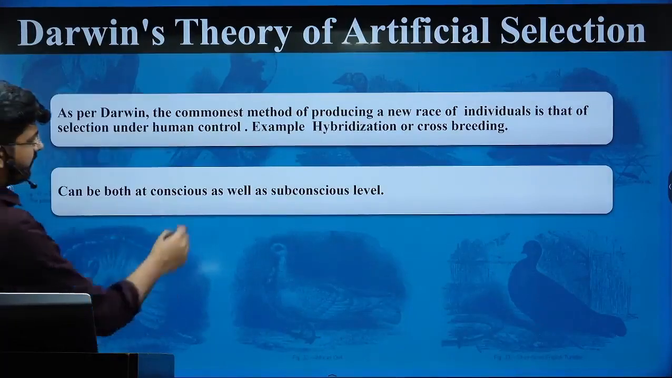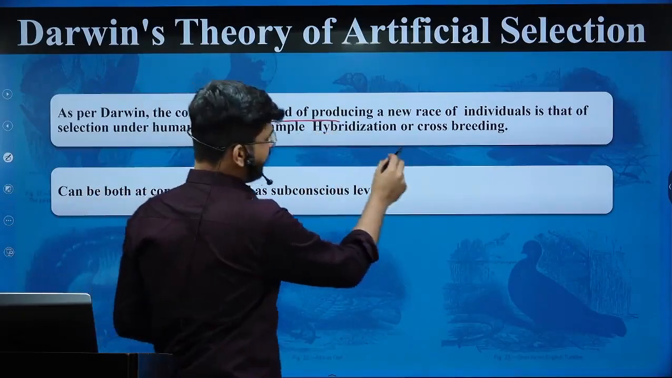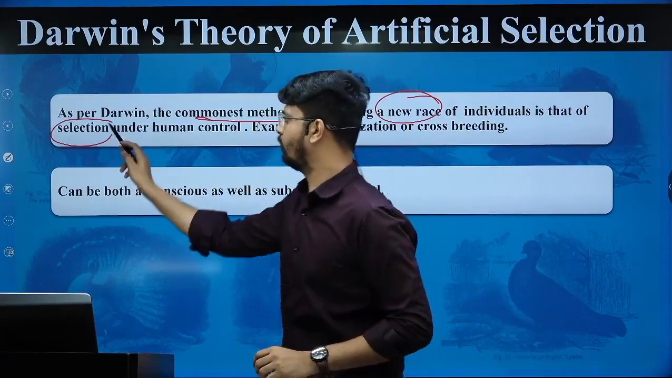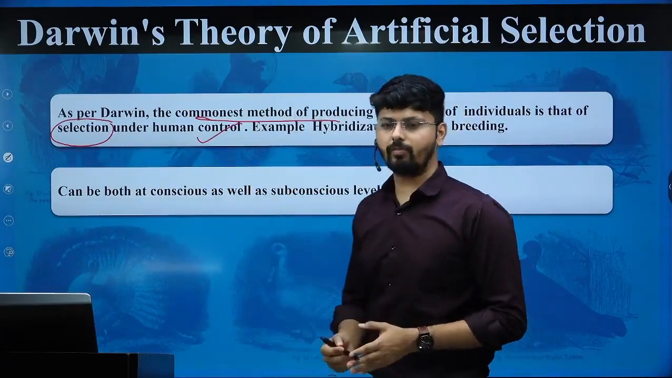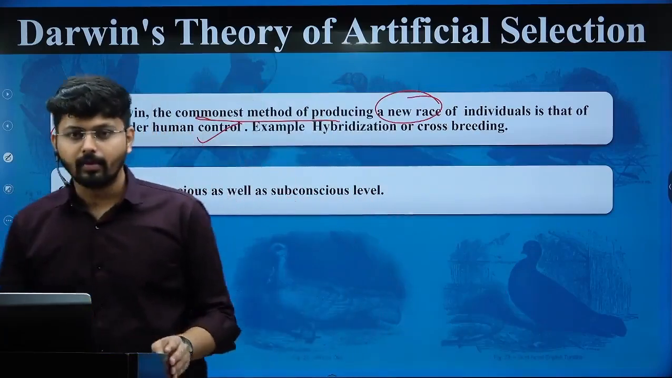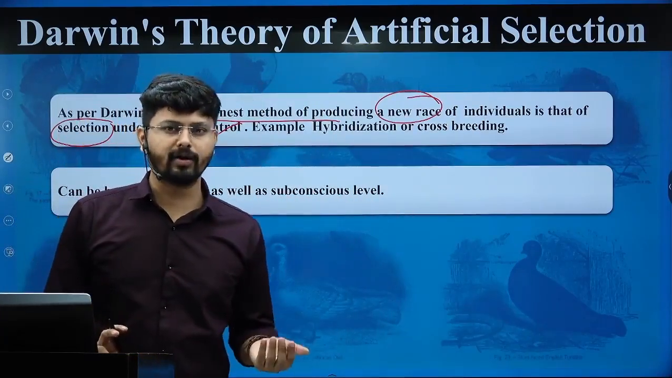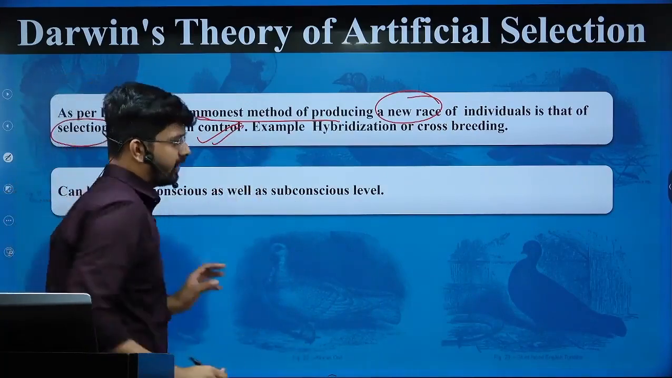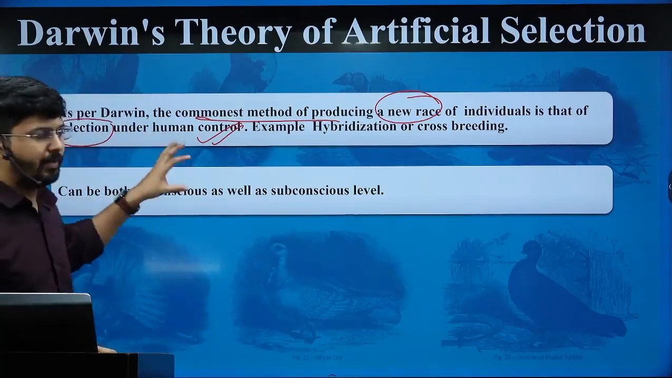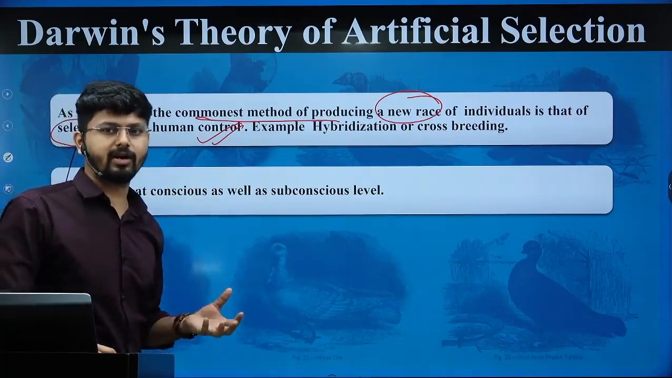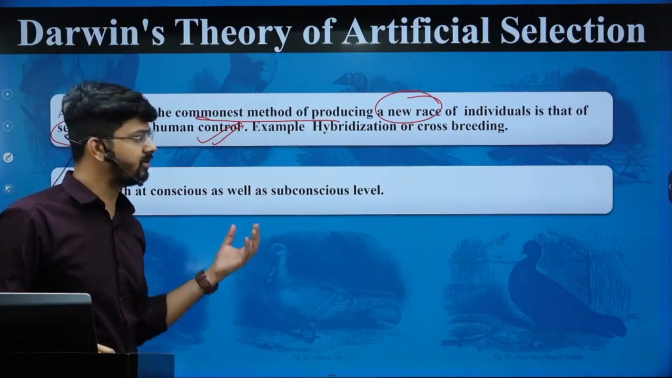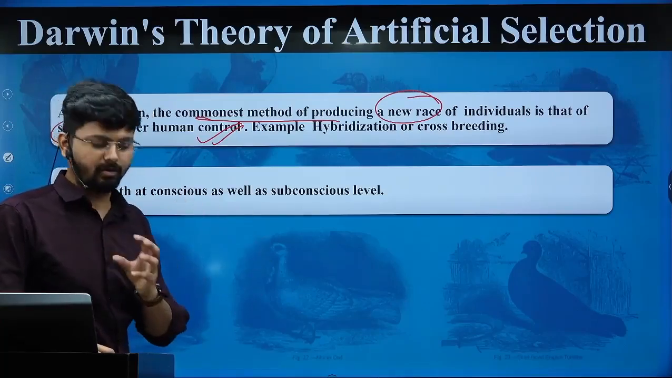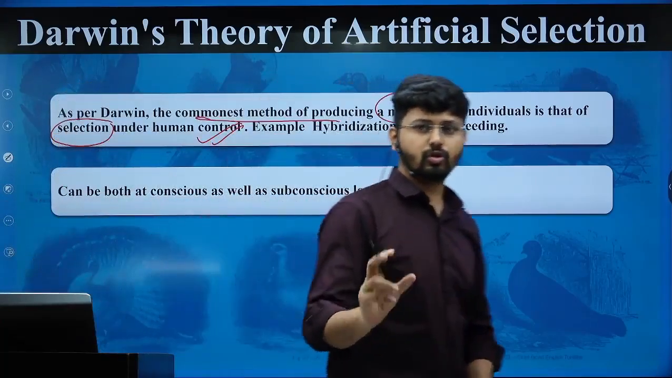As per Darwin, the commonest method of producing a new race of individuals is that of selection under human control. Now, if you are making a selection of whom to mate with, and how, then you are making a choice under human control, right? If random mating is happening, that means no force is acting upon it. But in the absence of that, you are making a human choice, so you are choosing only the best one.